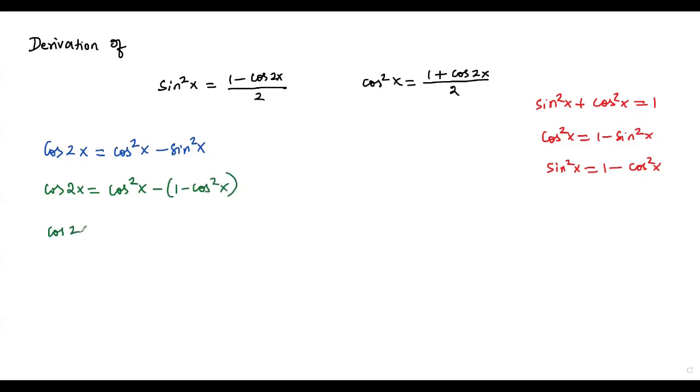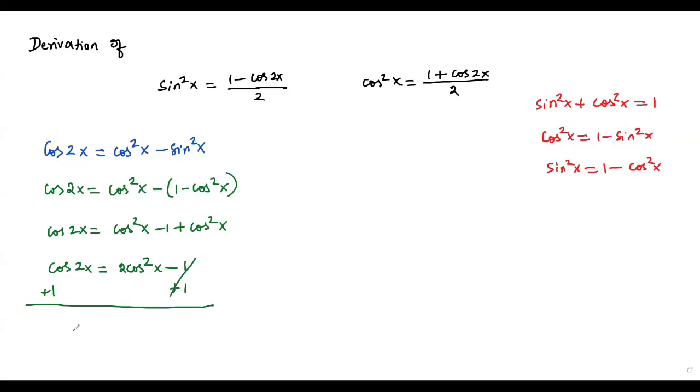Then we get cosine 2x equals cosine square x. Now we can distribute this negative sign to 1 and negative cosine square x, and I'm getting negative 1 positive cosine square x. Now we have cosine 2x equals, when I combine this cosine square x and cosine square x, I'm getting 2 times cosine square x negative 1. Our aim is to solve for cosine square x in this equation. For that, we have to isolate cosine square x on the right side. So let me get rid of this negative 1. For that, I have to add 1 to both sides. When I add 1 to both sides, this negative 1 and positive 1 will cancel out. I'm getting 1 positive cosine 2x equals 2 times cosine square x.